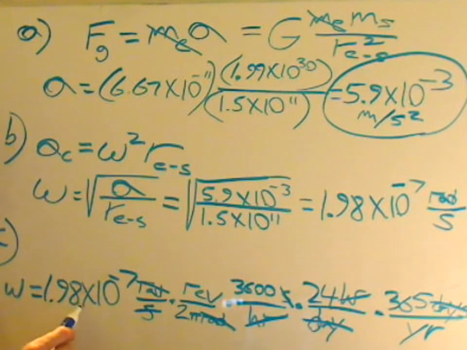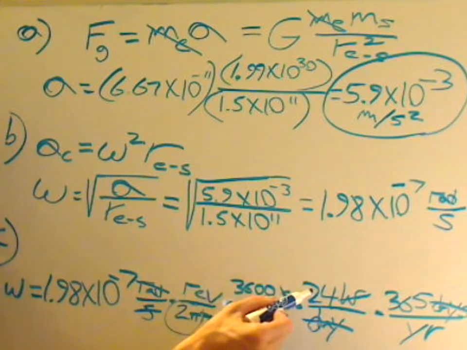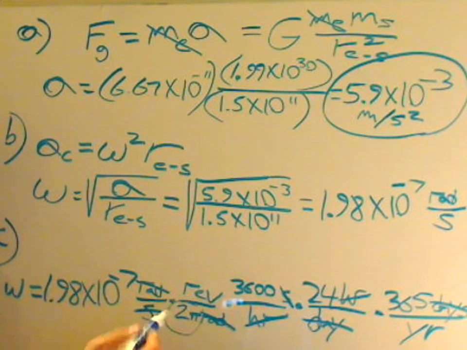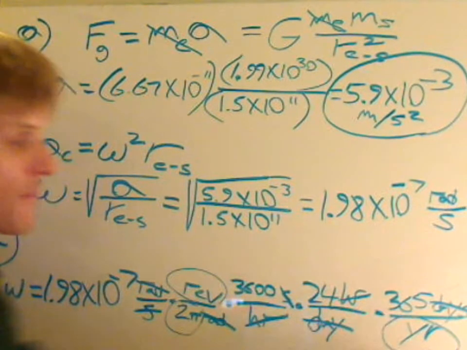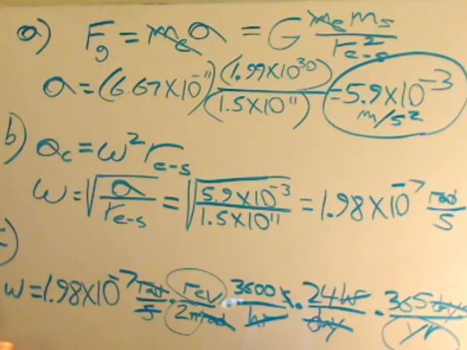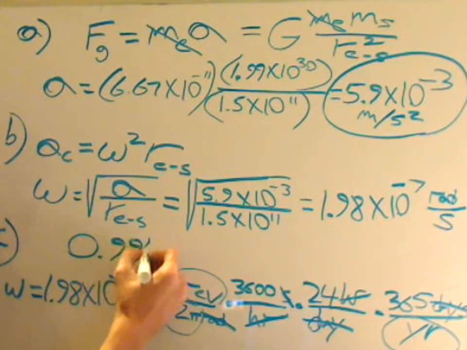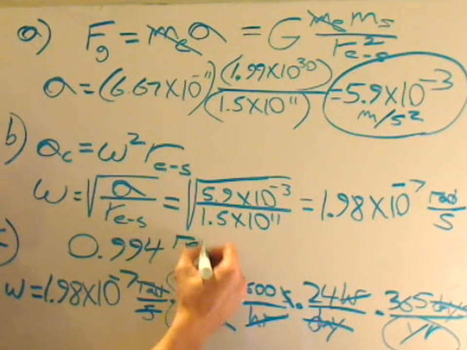So you have to do this multiplication, 1.98 times 10 to the minus 7, divided by 2 pi. So that's 2 pi in there, it's kind of hard to see that. Times 3,600 times 24 times 365, and that gives you the angular velocity in revolutions per year. And the number I get when I did this was 0.994 revolutions per year.